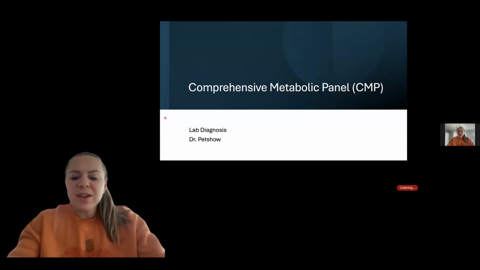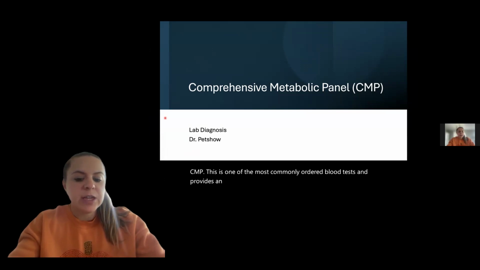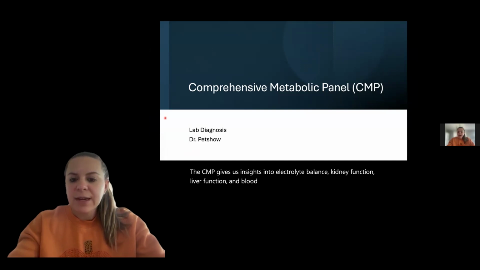Today we'll be discussing the Comprehensive Metabolic Panel, or CMP. This is one of the most commonly ordered blood tests and provides an overview of a patient's metabolic and organ function. The CMP gives us insights into electrolyte balance, kidney function, liver function, and blood glucose. And by evaluating these values together, we can detect early signs of disease or monitor chronic conditions.